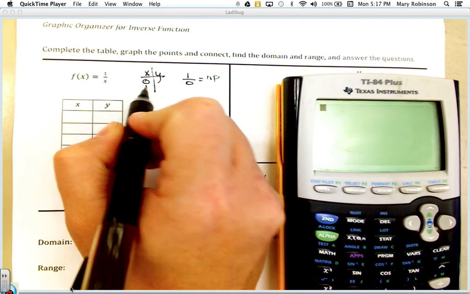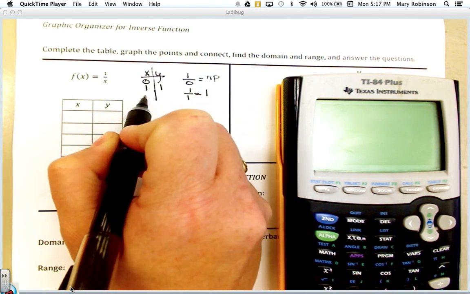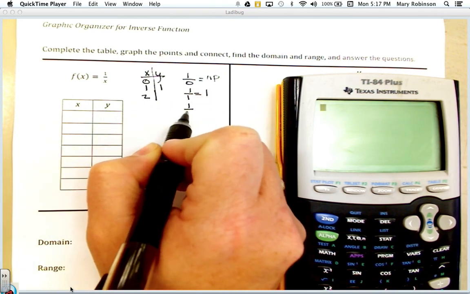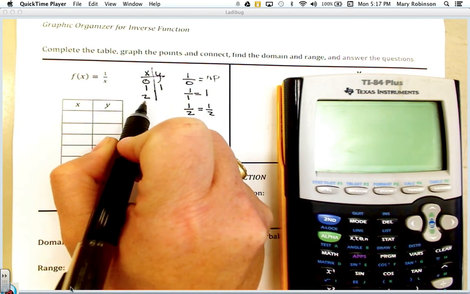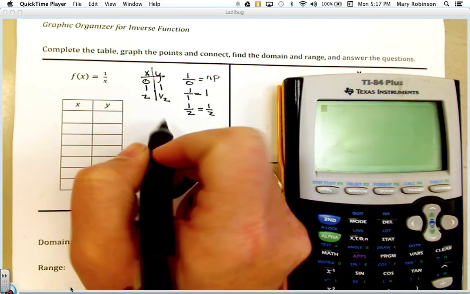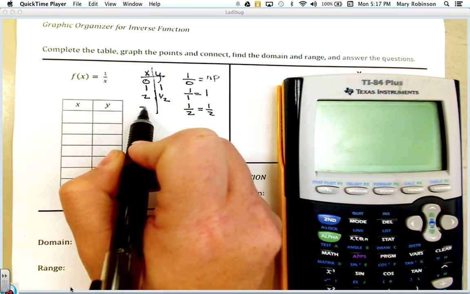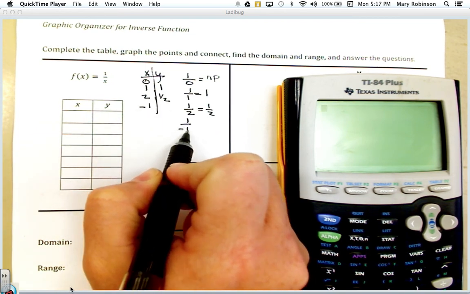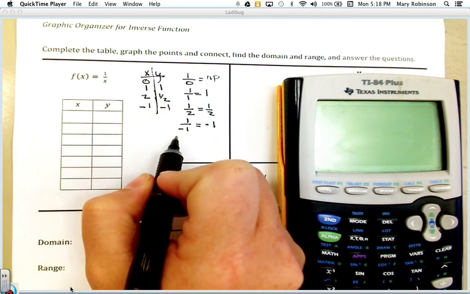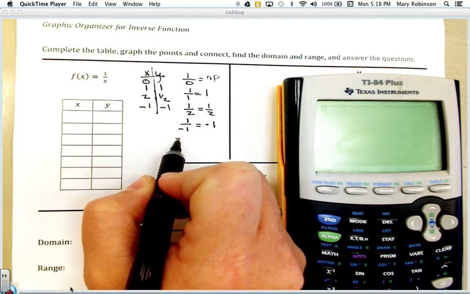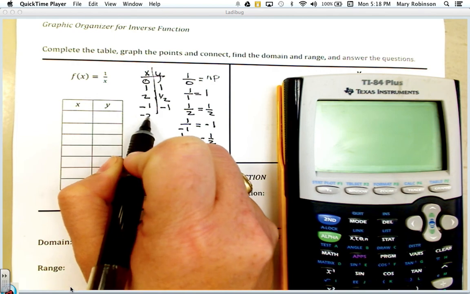But could we have the point 1? Sure. 1 over 1 would equal 1. Could we have the point 2? Well, 1 over 2 would equal a half. So if our input value is 2, our output would be 1 half. Then you might think, could we go in the negative direction? If we input a negative 1, we would have 1 over negative 1, which would equal negative 1. So sure, that would work. And so on. If we had 1 over negative 2, that would be negative 1 half, so that could work as well.